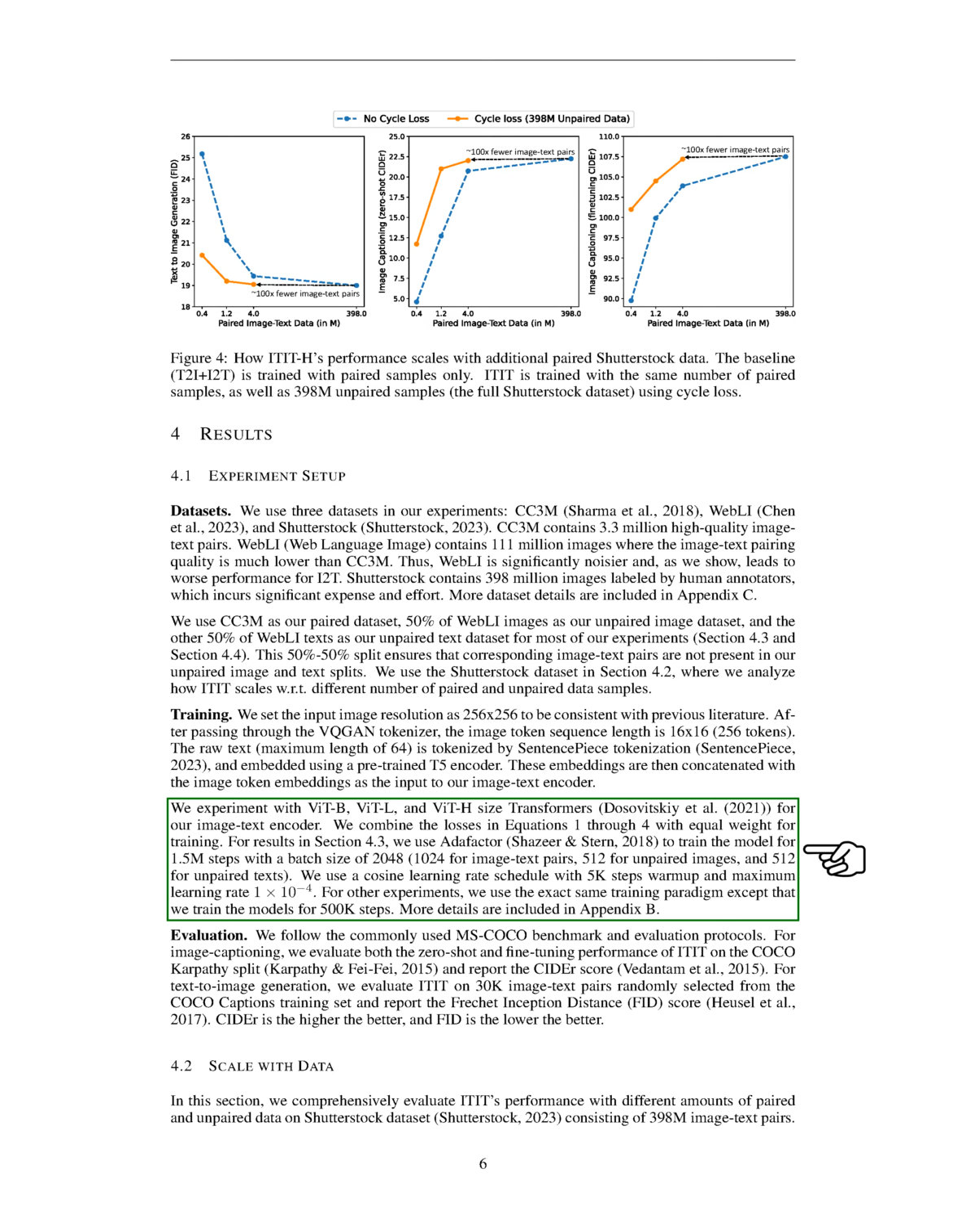We experimented with different sizes of transformers for our image-text encoder. For training, we used Adafactor to train the model for 1.5 million steps with a batch size of 2048. We used a cosine learning rate schedule with a warm-up of 5,000 steps and a maximum learning rate of 0.0001. For other experiments, we followed the same training approach but trained the models for 500,000 steps.